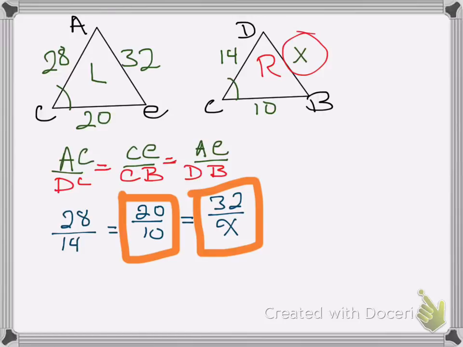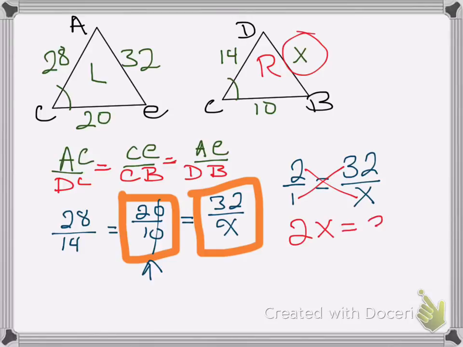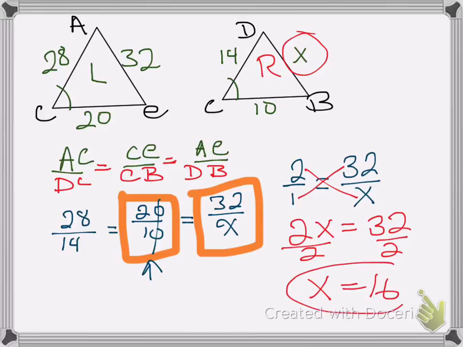First thing I'm going to do is simplify this one, make our lives easier. 20 over 10, you can cross out zeros. 2 over 1, that's going to equal 32 over x. Now it's time to cross multiply. 2x equals 32. Divide both sides by 2. X equals 16. That's how we find that BD equals 16.